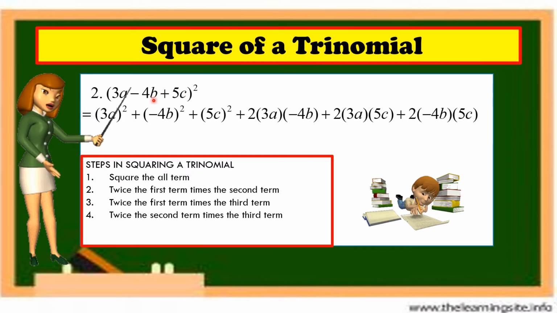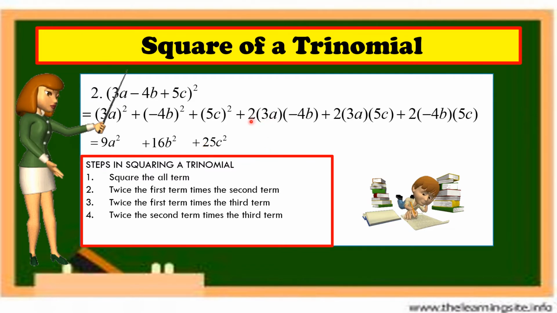2 times negative 4b times 5c. So what is 3a times 3a? That is 9a squared. Negative 4b times negative 4b is positive 16b squared. Positive 5c times 5c is positive 25c squared. 2 times 3a is 6a. 6a times negative 4b is negative 24ab.